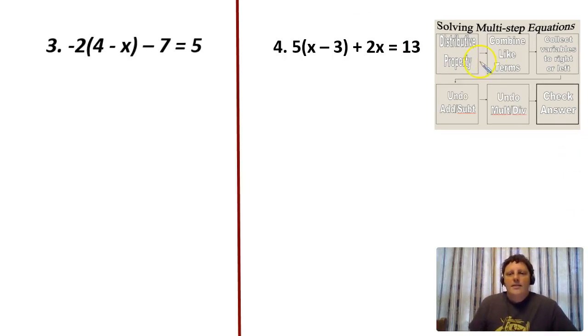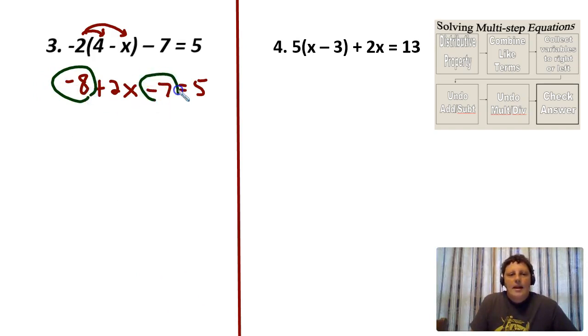Example 3. This time we do have some distributive property work to do. So we're going to distribute the -2 into the parentheses. That means you multiply everything in the parentheses by that -2 to get -8 plus 2x minus 7 equals 5. We then can combine some like terms. This time the like terms are -8 and -7. Those are the things that we can add together. So -8 minus 7 is -15 plus 2x equals 5.